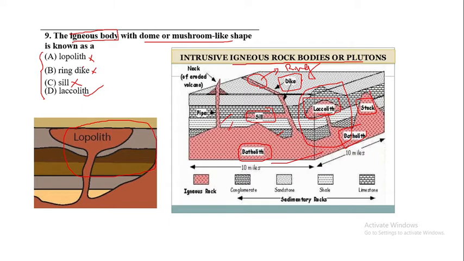So these are all various igneous bodies: a sill, batholith, laccolith, stock, dike, ring dike and lopolith. You have to keep in mind all the pictorial representations of various igneous bodies. All right.